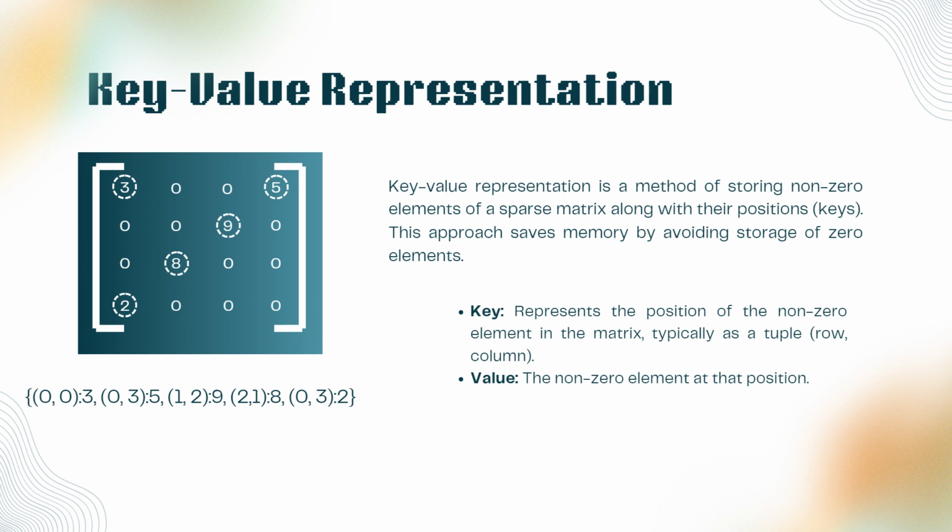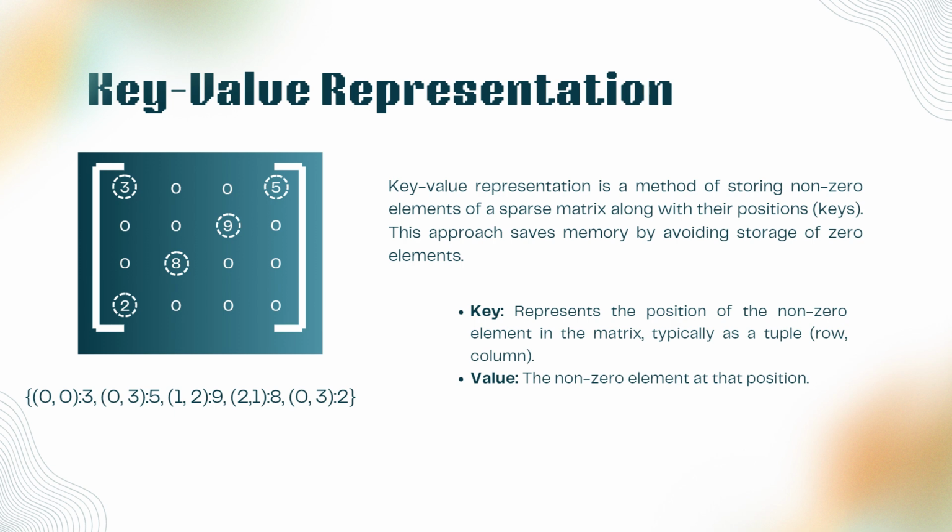Then, what is key value representation? Key value representation is a method of storing non-zero elements of a sparse matrix along with their positions. This approach saves memory by avoiding storage of zero elements. Now let us see what is a key and a value. Key: the key represents the position of the non-zero element in the matrix, typically as a tuple (row, column). Value: the non-zero element at that position.